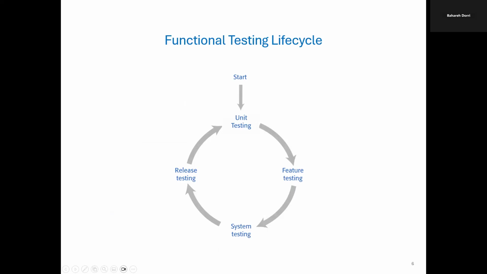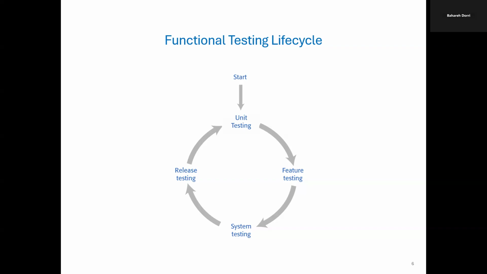This diagram shows how functional testing works in practice, because it's not just about running a few test cases and moving on. It usually starts with unit testing. This is where you test small chunks of your code, like a single function or module, to make sure they behave as expected. Think of it like checking the ingredients before you bake the cake.